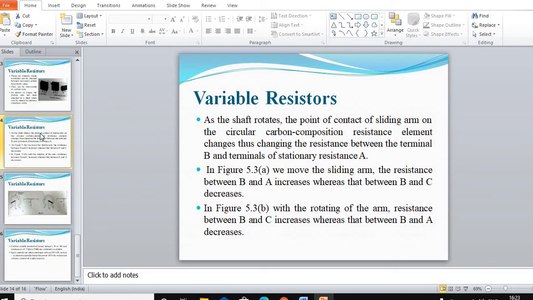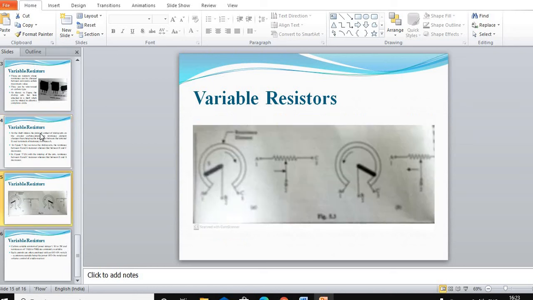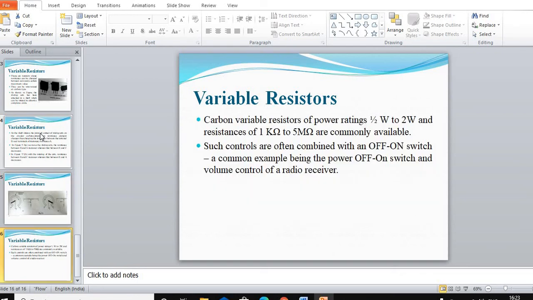In figure A, as we move the sliding arm, the resistance between B and A increases, whereas that between B and C decreases. In figure B, with rotating of the arm, the resistance between B and C increases, whereas that between B and A decreases. This is the first figure and the second figure.